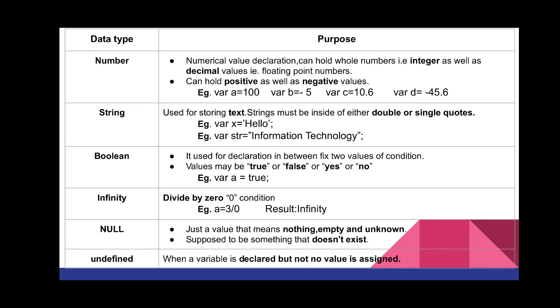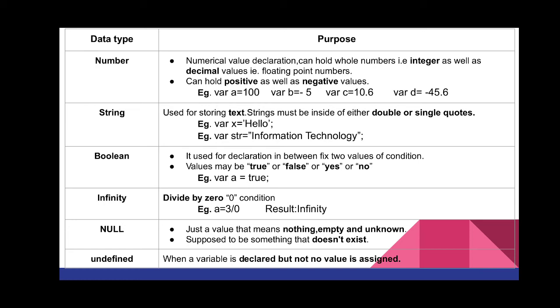Okay, so next, second, is the string. This string is used for storing some text. When you need to store some alphabets or a series of alphabets, that is called text. That time you will be using the string data type. This string can be enclosed in either single quotes or double quotes. We earlier discussed that whenever you have to store a string or an alphabet series, you need to enclose it in either single quotes or double quotes.